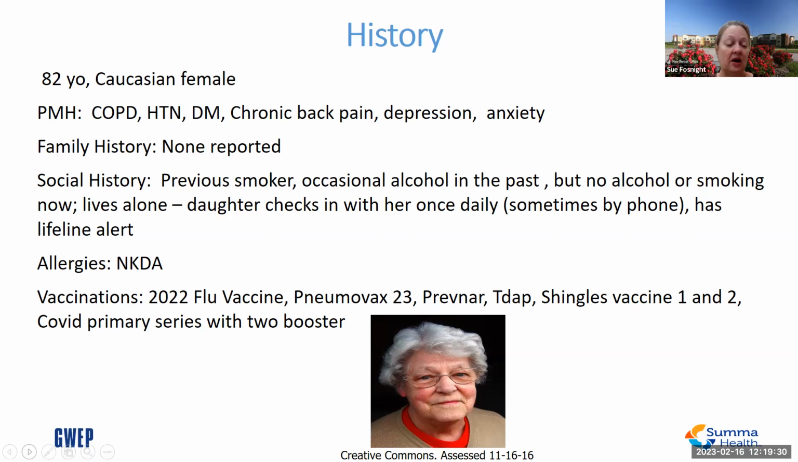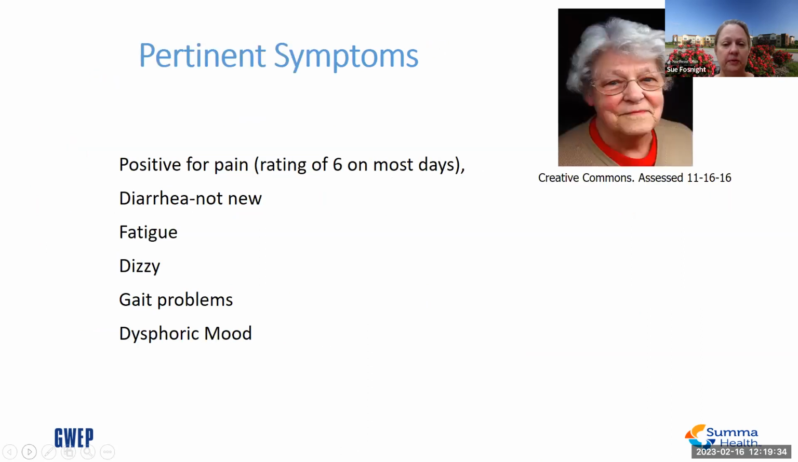She's caught up fairly well on her vaccines. She could probably use another COVID booster. Her pertinent symptoms: she's positive for pain, rated 6 on most days. Her diarrhea is not new. She has fatigue, some dizziness, gait problems, and a dysphoric mood. All of these have been going on for a little while, so none of them are real new.